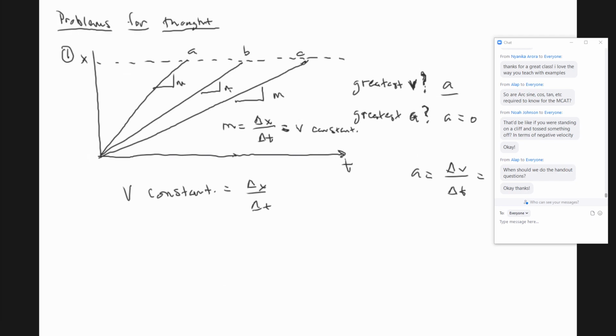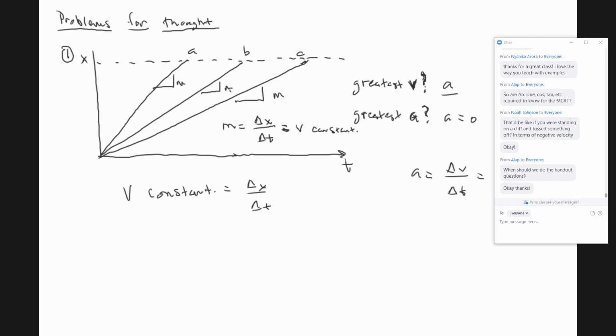Correct. And how do we define acceleration? It's the change in velocity over time. Correct. So if velocity doesn't change, then you don't accelerate. Think of driving a car. If you're in cruise control, are you hitting the gas? No. You're staying the same, right?